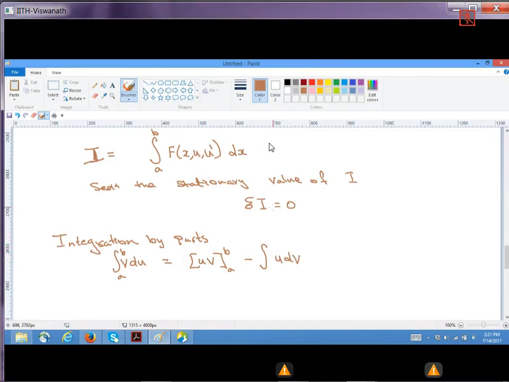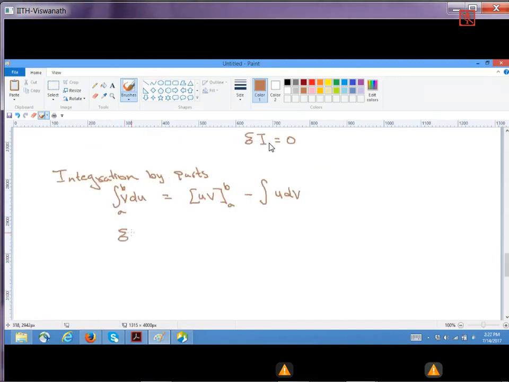Now let me write my delta I in terms of delta f. My delta I is nothing but the integral of delta f dx. Now what is my delta f? Since f is a functional, you can write this as dou f by dou u with the change in u for a given variation in u, plus the change in f with the change in u dash for a given u dash, which will be your variation delta f.